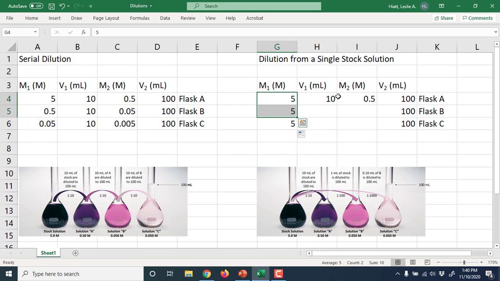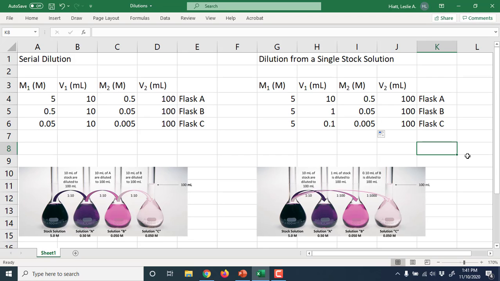But what changes is not the molarity. The molarity stays at 5 each time. But this is what changes. It goes from 10 the first time, 1 the second time, and 0.1 the third time. And so now when I drag my molarity down, you'll see the equation still works. It's just that now it's using these 5 molar for the stock solution and the new V1 that we used whenever we placed each of the stock solution additions into the flasks. And so that's just an example of how you would do the math for dilution from a single stock solution.